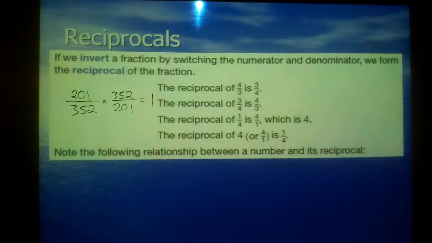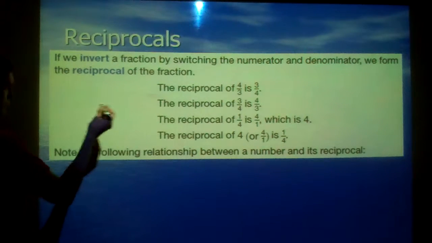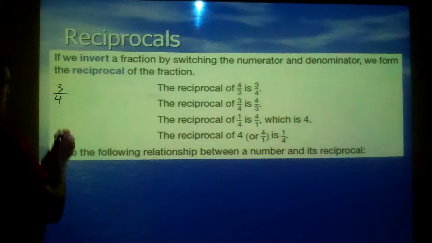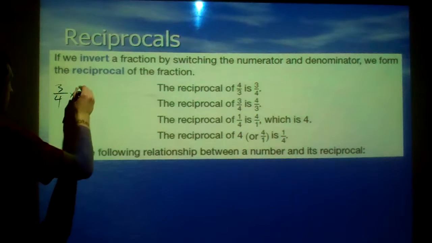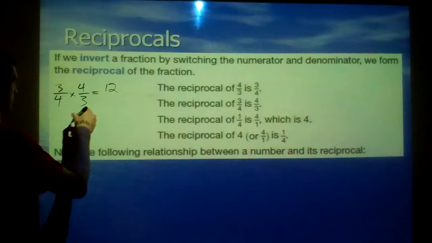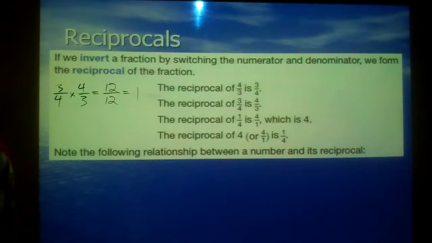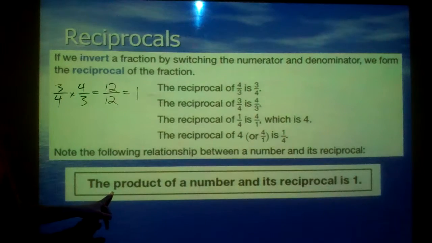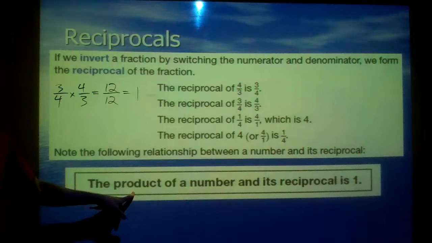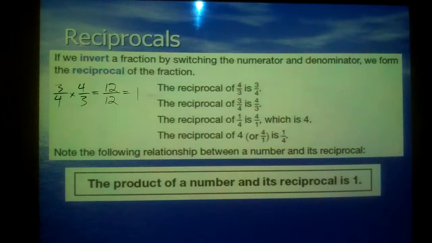I can show that with an easier fraction. Let's say we had a fraction of 3 over 4. If I multiply this by its reciprocal, 4 over 3, I get 3 times 4 is 12, 4 times 3 is 12, and we know that's 1. So, the big idea here: the product of a number and its reciprocal is 1. No matter what number we're talking about, if we multiply it by its reciprocal, we will get 1.